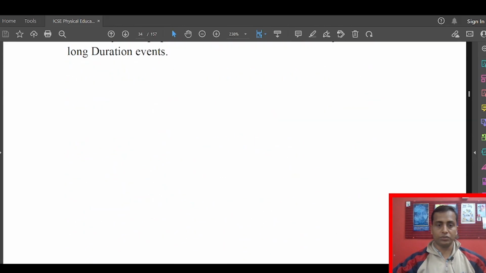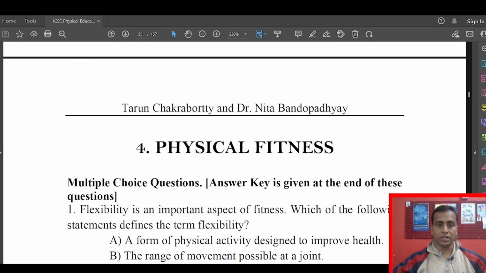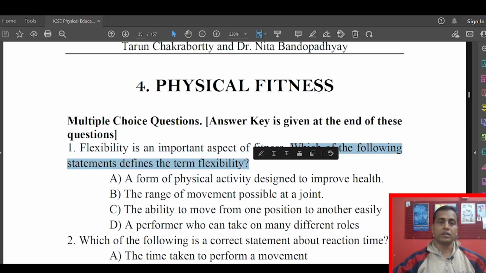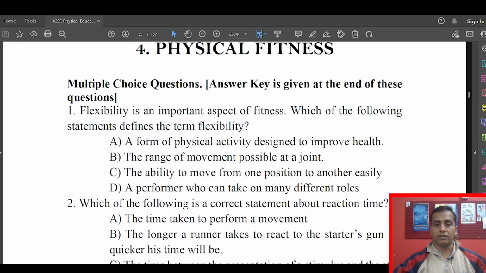Okay, now coming to physical fitness. Here also MCQ questions are given. First question: if flexibility is an important aspect of fitness, which of the following statements defines the term flexibility? For the MCQ questions, if you want to go for the YouTube videos, I have made videos in earlier years, so that you can refer to these videos. Whatever is there, that will be applicable for this time also.